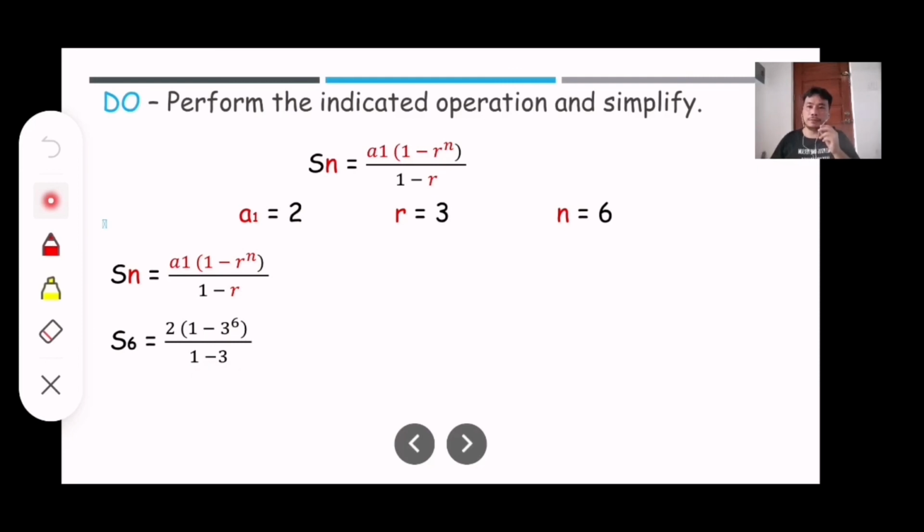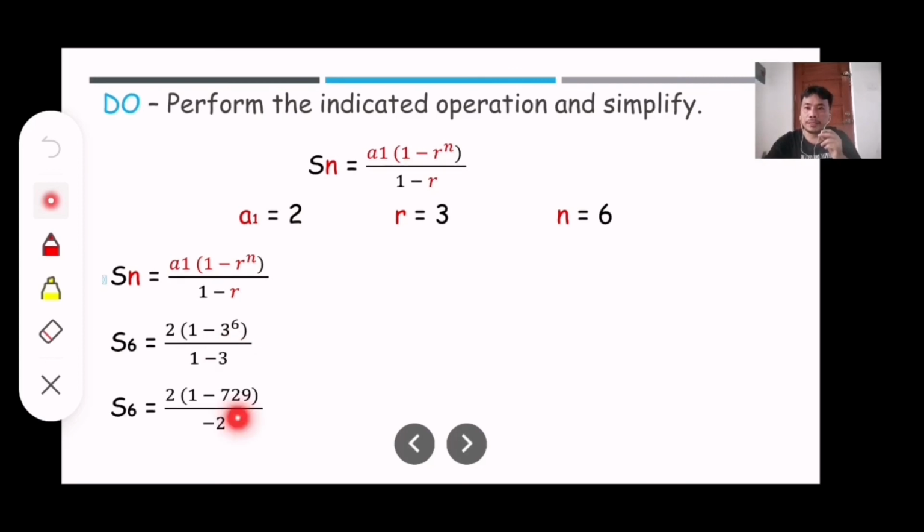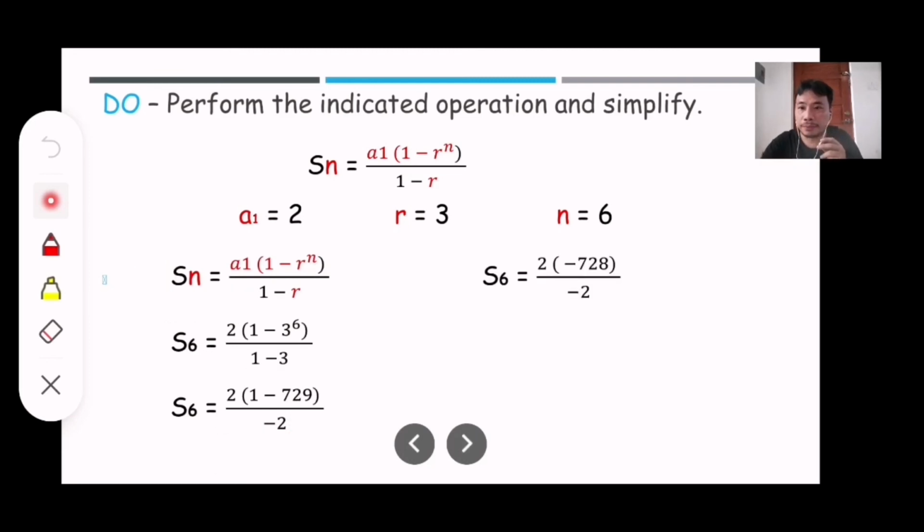Okay, so first thing to solve is the exponential form, 3 raised to 6. 6 times, you will multiply 3 to itself, and that will be equal to 729. Okay, then the rest, just bring it down. 1, 2, and subtract the denominator. 1 minus 3 is negative 2. Let's continue. Subtract 1 minus 729, that will be negative 728. Bring down 2, copy negative 2 in the denominator.